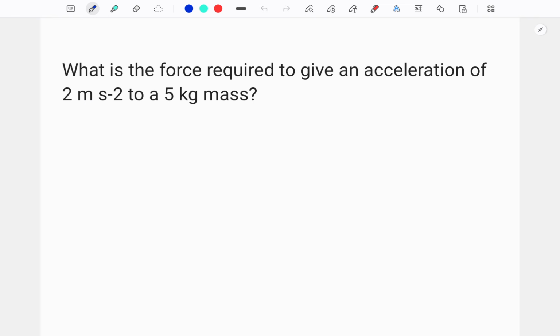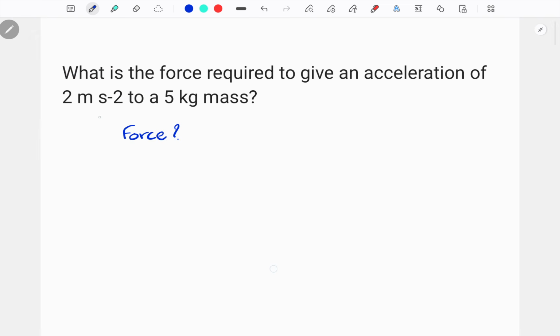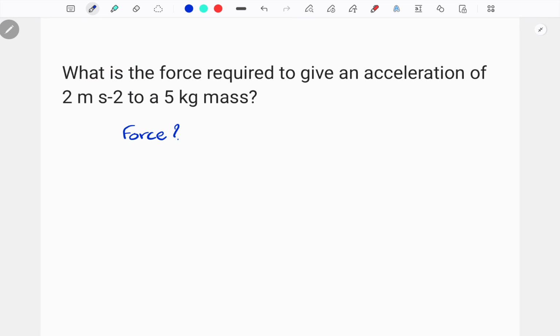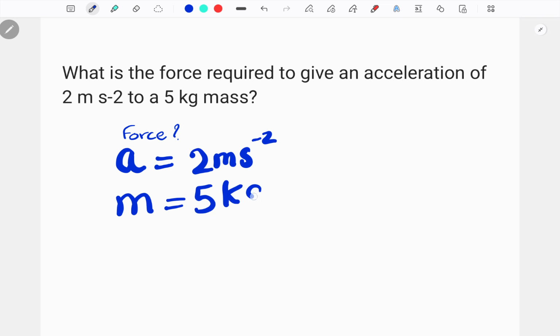So I focus on what they are asking to find. They are asking us to find the force, right? Then they are giving the acceleration. Acceleration is the letter a in that equation. And they are giving the mass. What is the mass? It is 5 kg.